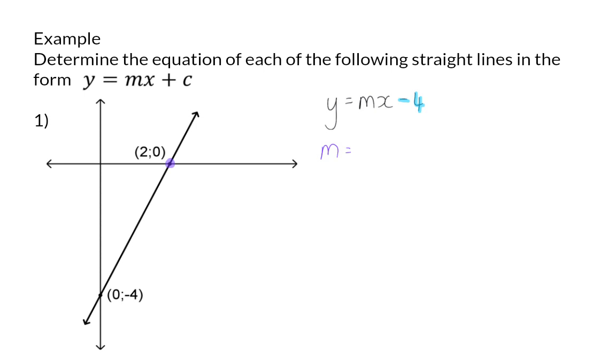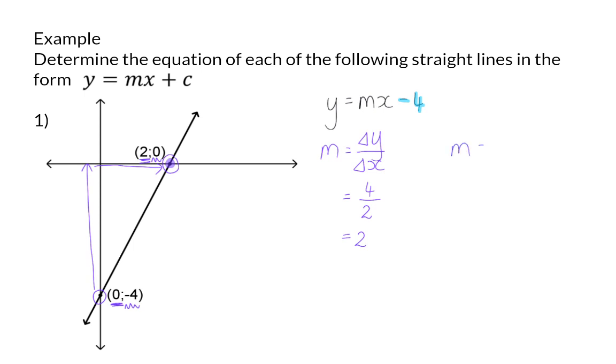When reading from the graph, you are going to take the two coordinates and move from the one to the other, determining the change in y, or vertical change, and the change in x, or horizontal change. For the change in y, we are going to start on the y value of minus 4 and move upwards to a y value of 0, which is a change of 4 units. For the horizontal change, we are going to start at an x value of 0 and move to an x value of 2, which is a change of 2 units. Therefore, the gradient of this line is 2.